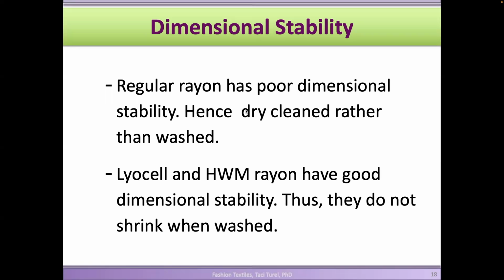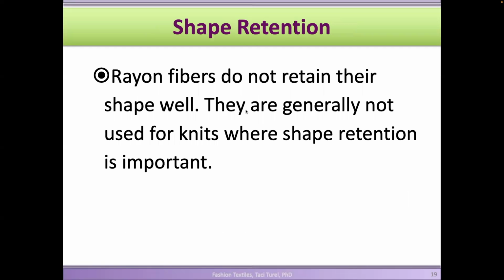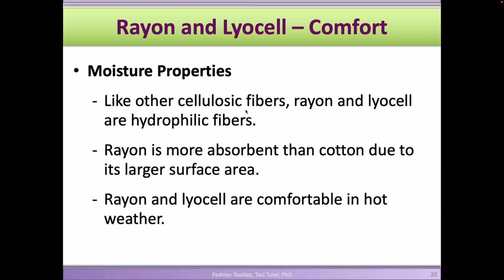Regular rayon doesn't have very good dimensional stability. It's a weak fiber, and it's even weaker when it's wet. So laundering it is a problem. Usually dry cleaning is recommended for regular rayon. But lyocell and high wet modulus rayon have a little bit better dimensional stability. They don't shrink as much when they're washed. So lyocell and high wet modulus rayon are a little bit better when it's laundered. Rayon fibers don't really keep their shape very well. So we don't really use them in knits because they're just not good with that.